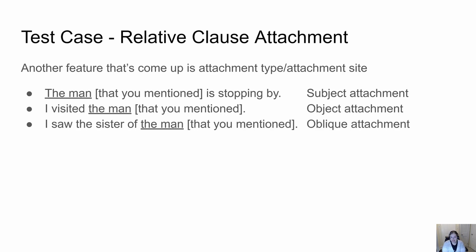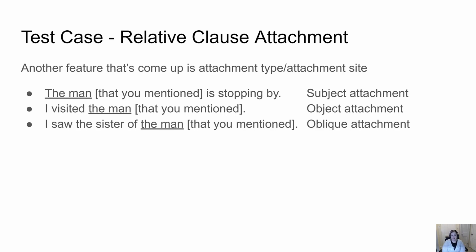So that you mentioned in all three cases is attached to the man, but the difference is the man is in a different spot in the argument structure in each case. In the first two, the man that you mentioned is stopping by, and I visited the man that you mentioned, it's in subject and object position respectively.